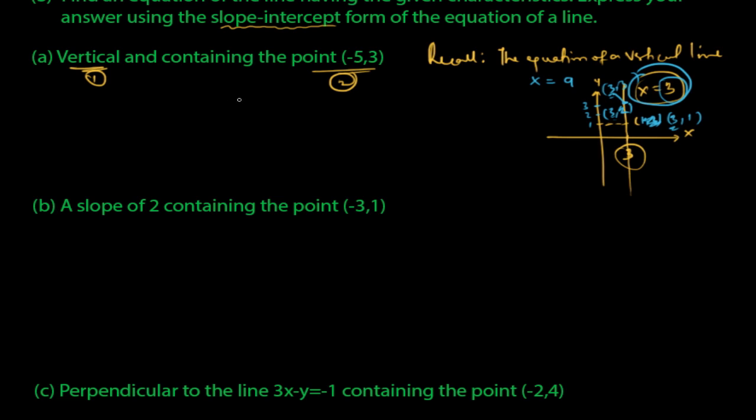Alright, what I'm saying here is this: we're given a point -5, 3, and then this is the x coordinate, while this is the y coordinate. So the equation of the line is just x equals the x coordinate. That's all. Just x equals the x coordinate. For more information on this, you can check one of the videos I've done so far on the equation of a vertical line.